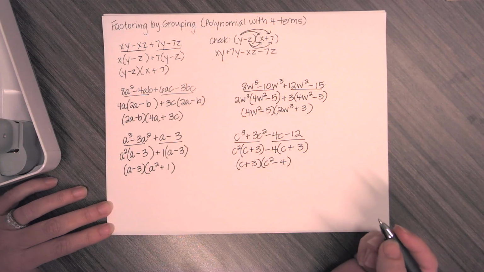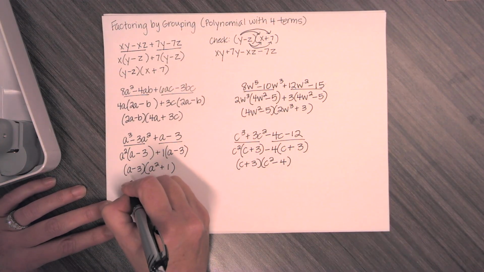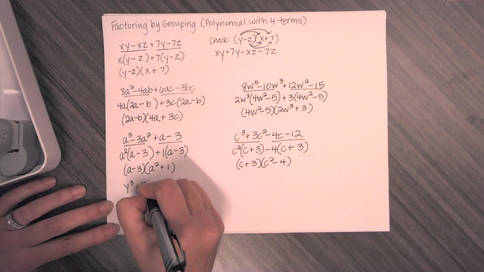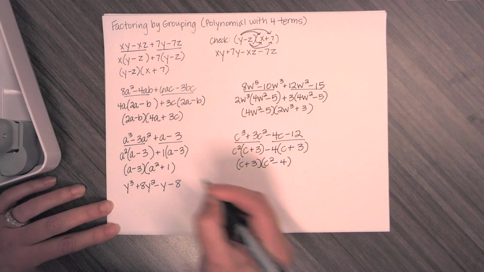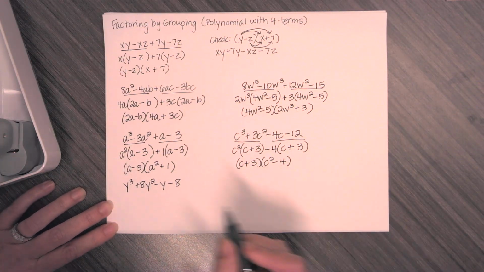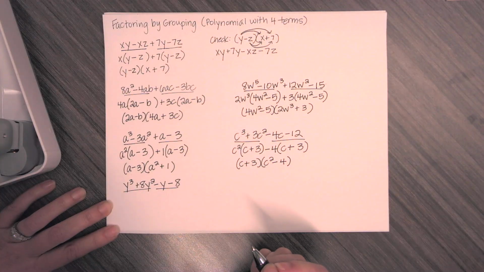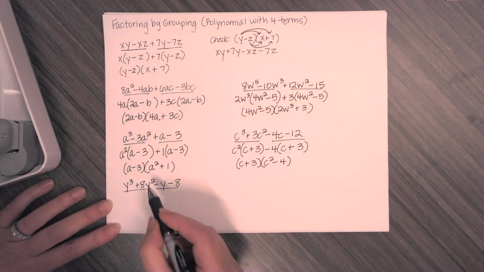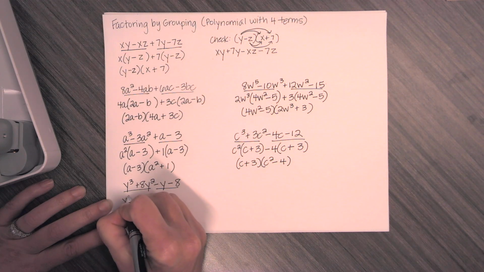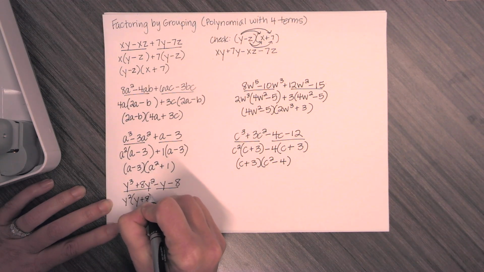Let's see. How about y cubed plus 8y squared minus y minus 8. All right, once again, I'm going to group because I have 4 terms. I'm going to look for my greatest common factor in my first group. That's going to be y squared, which is going to leave me with y plus 8.